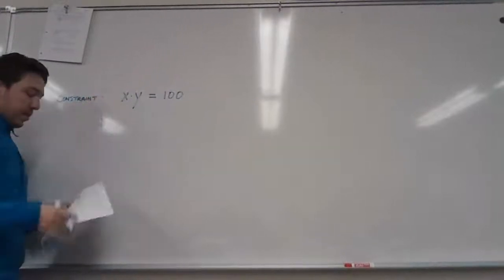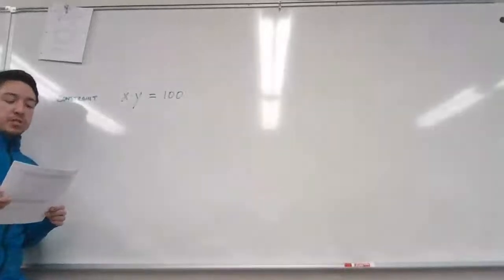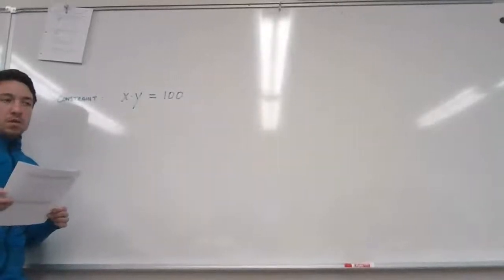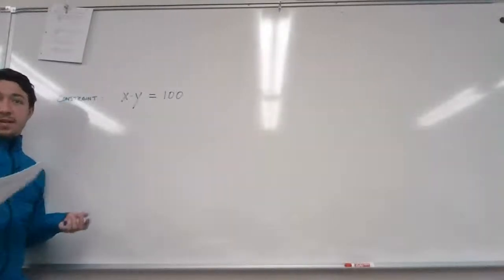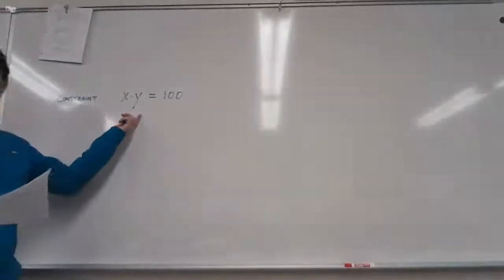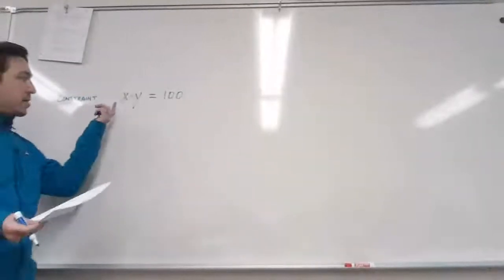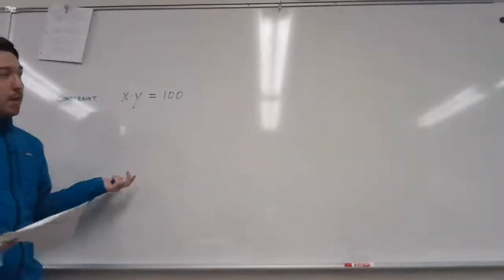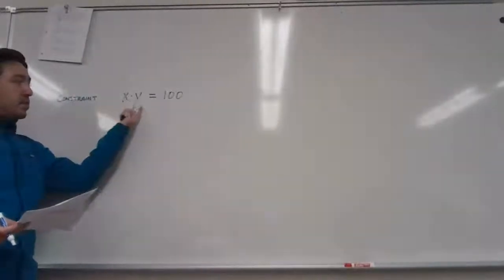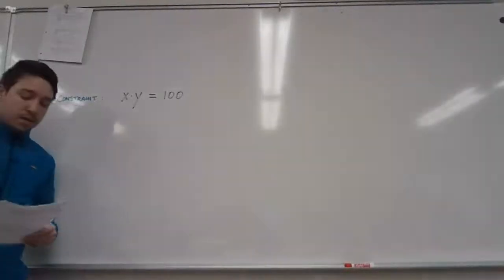Meaning, it says I want to make the sum of the numbers as small as possible. So you can't just say, well, I'll pick 1 and 1. You can't do that because that violates the constraint. If you were to guess and check, you might say, if X is 1, what does Y have to be? 100. So that's a pretty big sum. I can clearly pick 5 and 20, and that's a lower sum. 5 plus 20 is smaller.